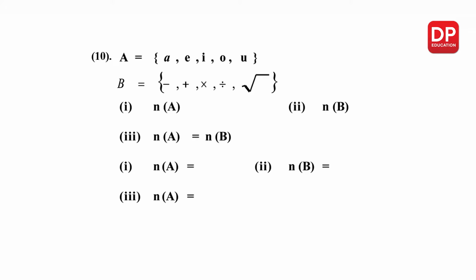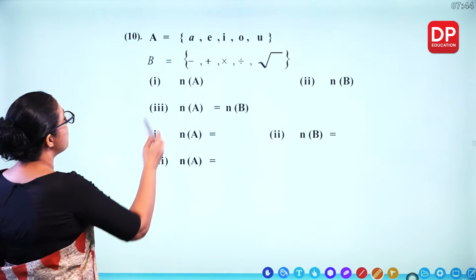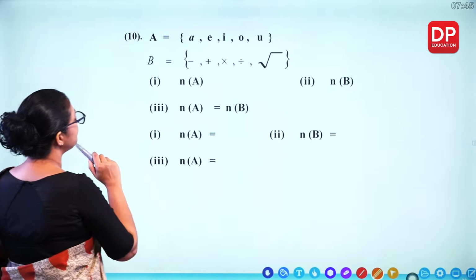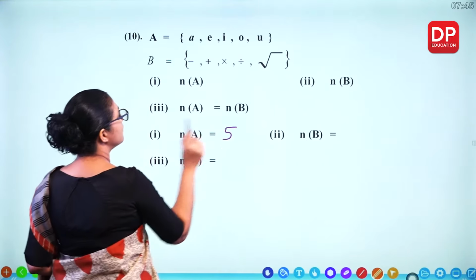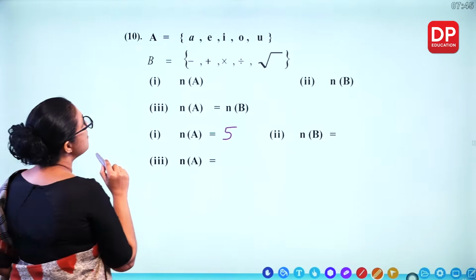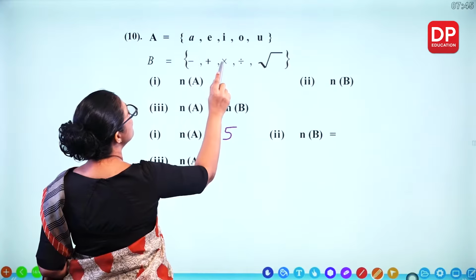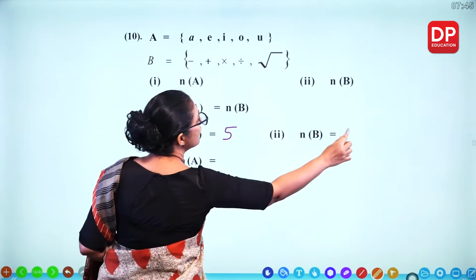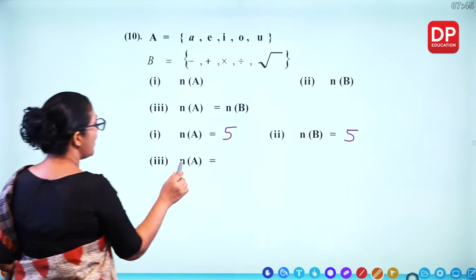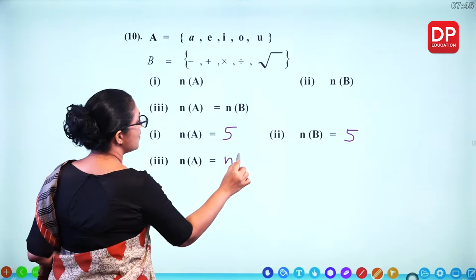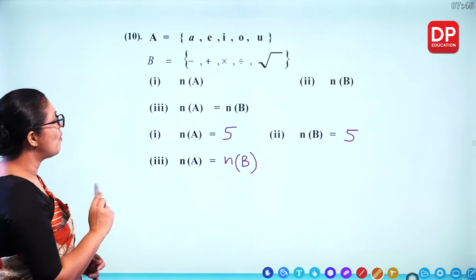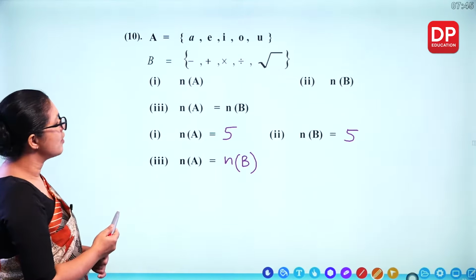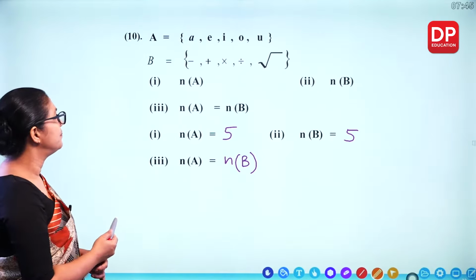Look at these two examples. You have given a set A and set B. What is number of elements in A? 1, 2, 3, 4, 5. So that's 5. What's the number of elements in B? 1, 2, 3, 4, 5. So what can you say about these two? n(A) is equal to n(B). That's true. Number of elements in both are the same. So you can write n(A) equals n(B).